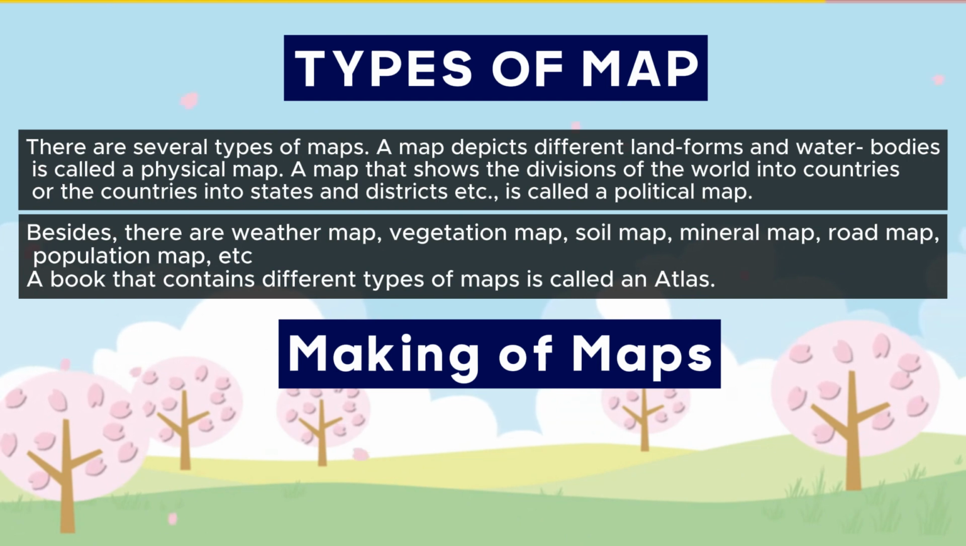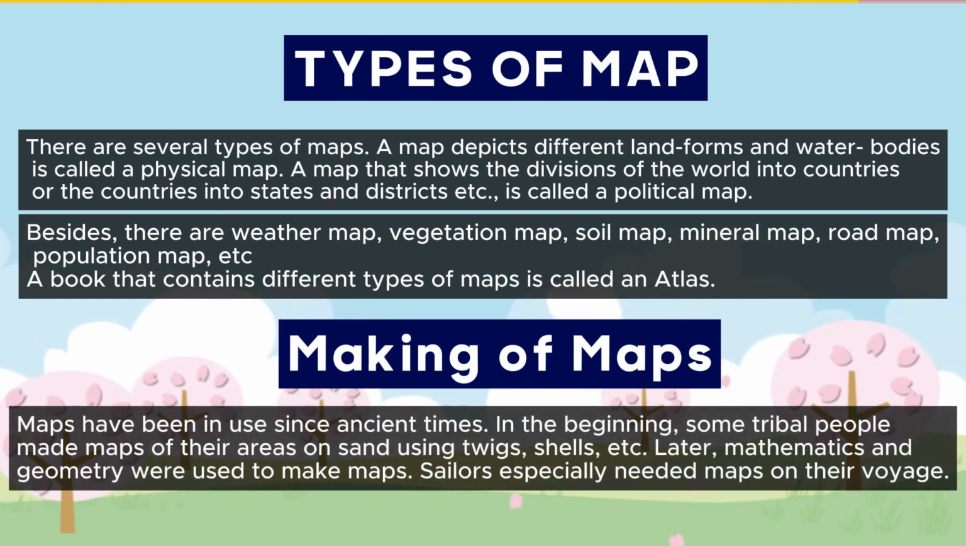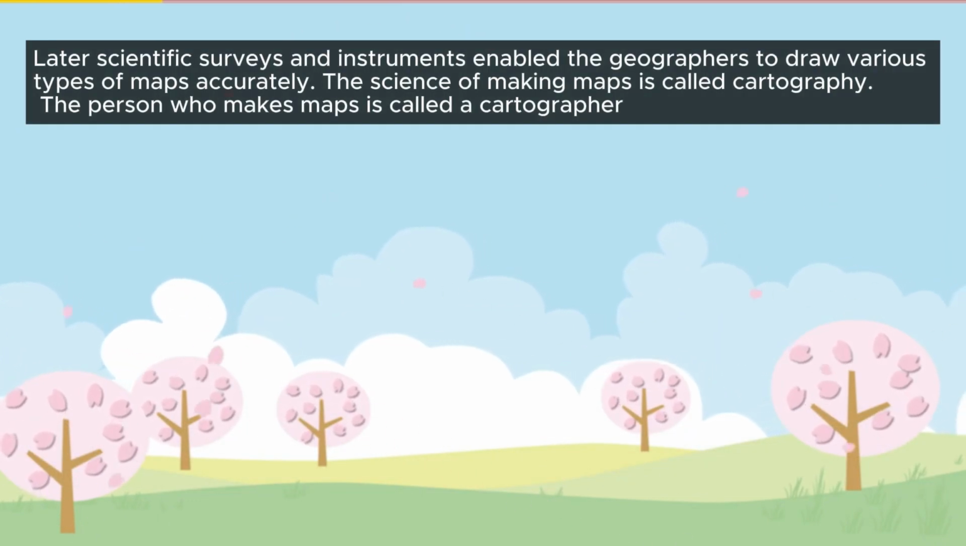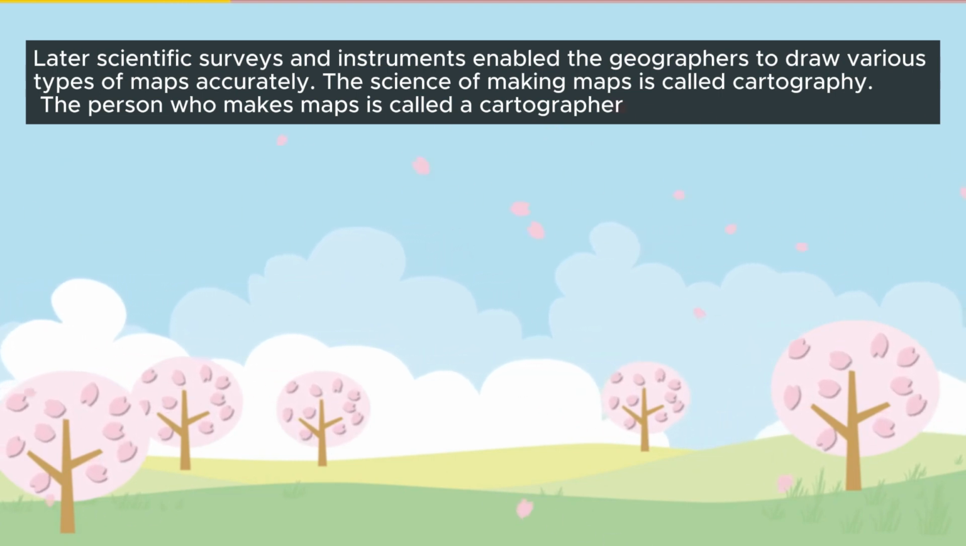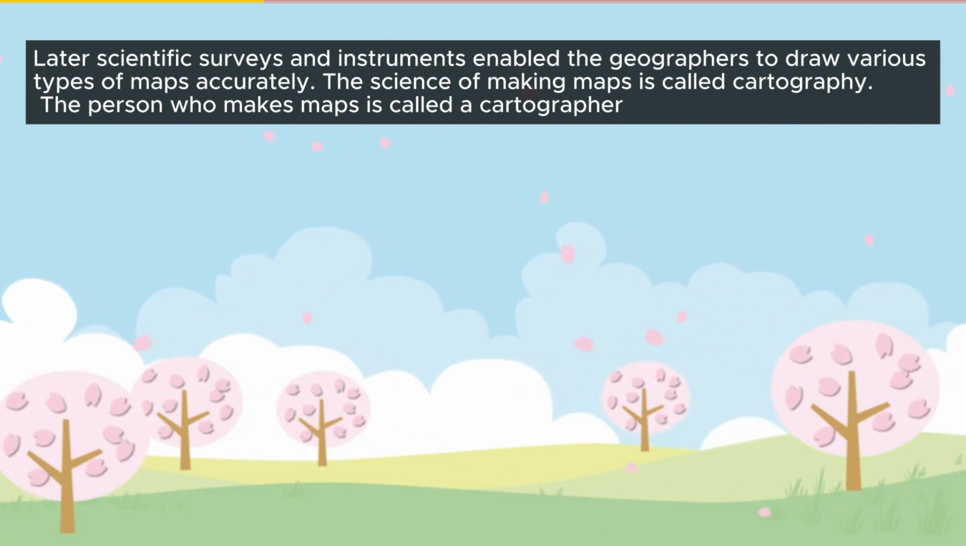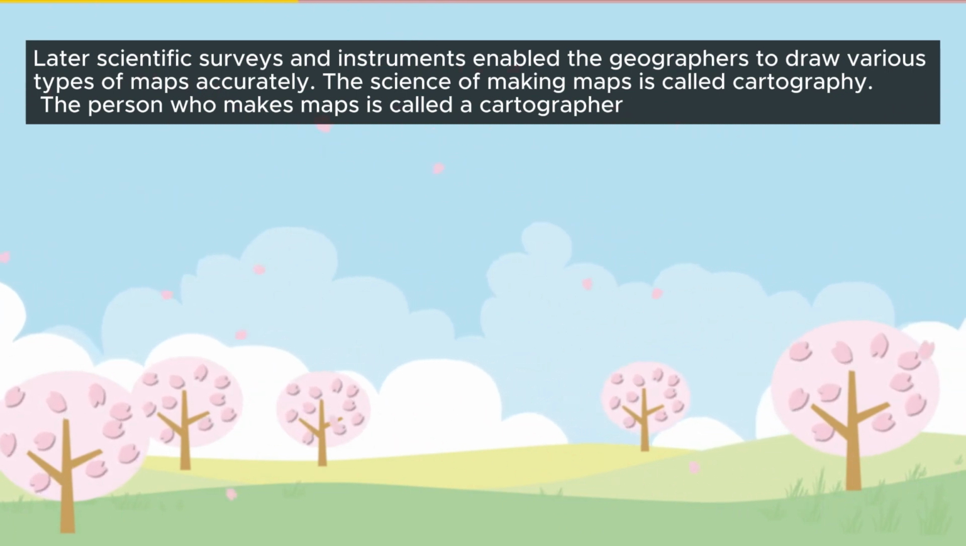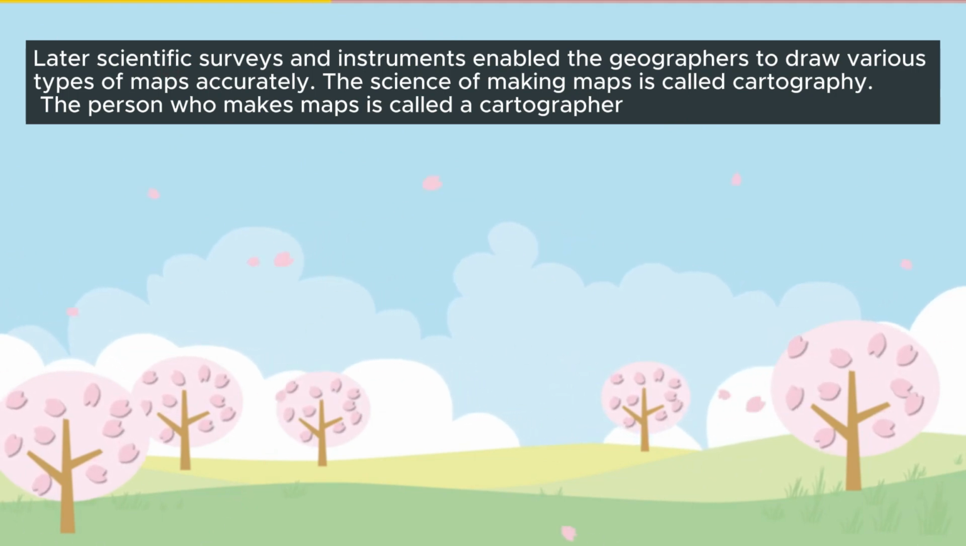Making of maps. Maps have been in use since ancient times. In the beginning, some tribal people made maps of their areas on sand using twigs, shells, etc. Later, mathematics and geometry were used to make maps. Sailors especially needed maps on their voyage. Later scientific surveys and instruments enabled the geographers to draw various types of maps accurately. The science of making maps is called cartography. The person who makes maps is called a cartographer.